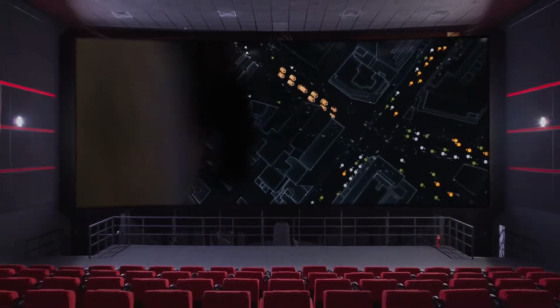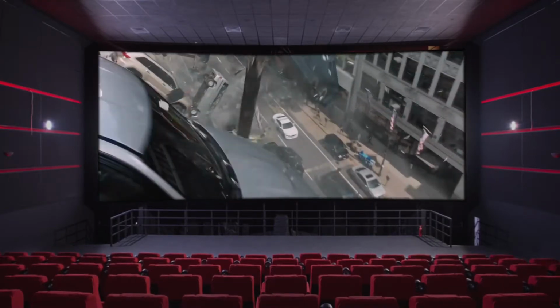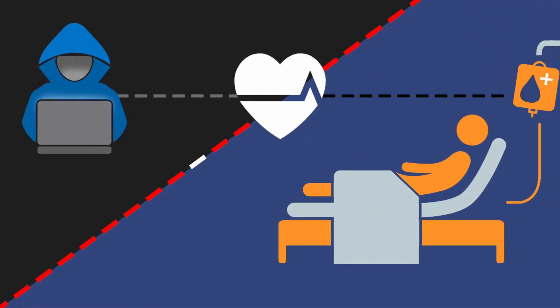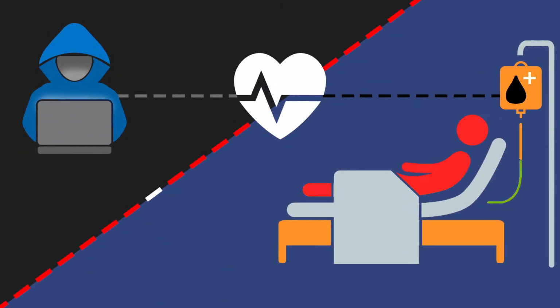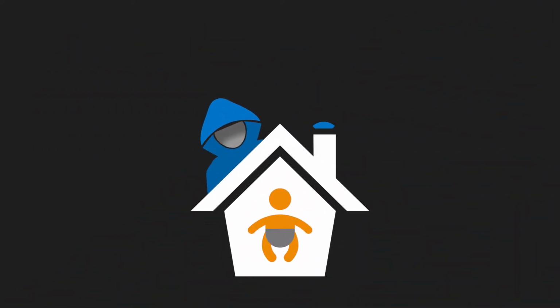Do you remember the scene in Fate of the Furious 2017, where cars are hacked and used as weapons? Imagine if that happened in real life today. Imagine a connected medical device is under a hacker's control, administering a lethal dose of medication. Imagine your smart home and kids are being watched by someone.